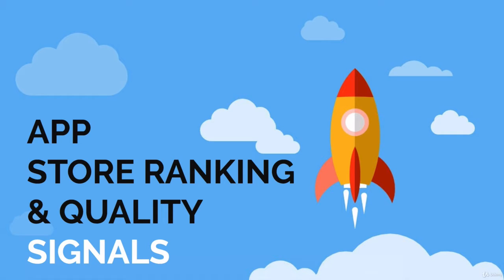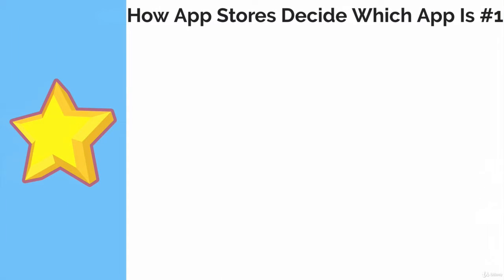In this video, let's talk about the App Store ranking and the quality signals it collects about your app that it uses to figure out which app is going to be number one and which app is going to be 1000. Obviously, you want to be number one or close to that. So these are the most important things.